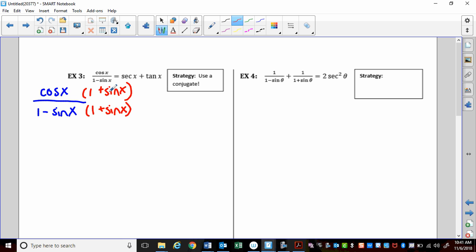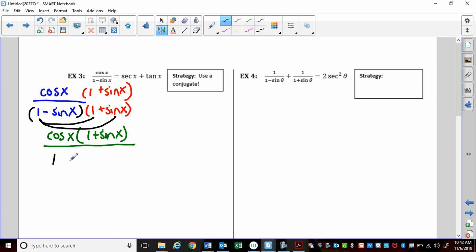And this one, I am actually not going to simplify yet. I'm going to show you why. So I have cosine times 1 plus sine of x divided by, I am going to simplify the bottom. I'm going to FOIL it. This is a binomial times a binomial. So my first two terms are 1. My outer two terms are 1 times sine of x, positive sine of x. My inner two terms are negative sine of x. This is why we do the conjugate, so that they will cancel each other out. We will never have a middle term, which is nice.